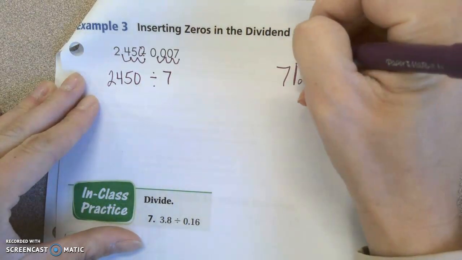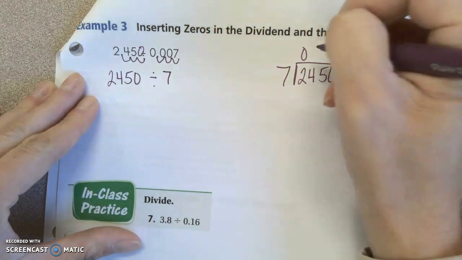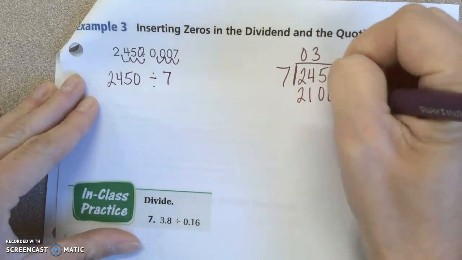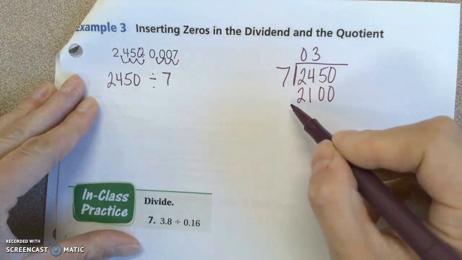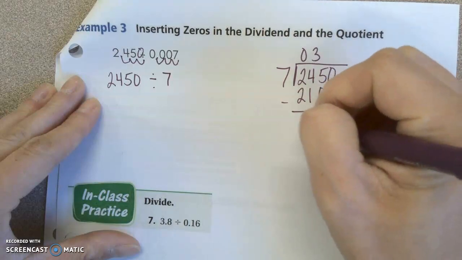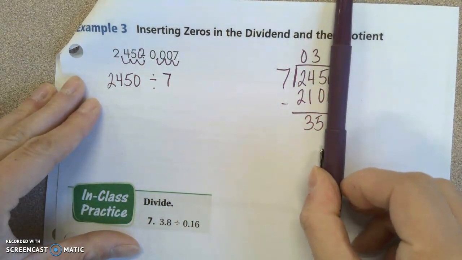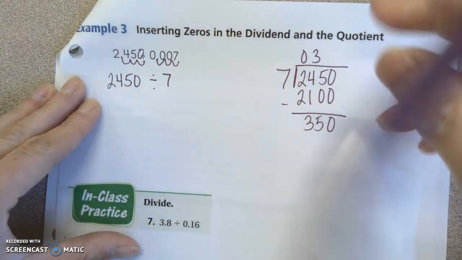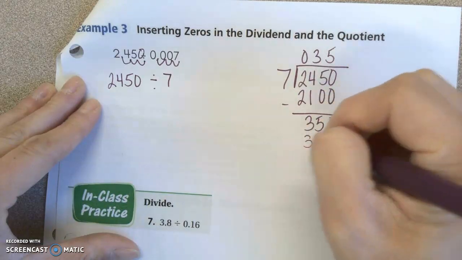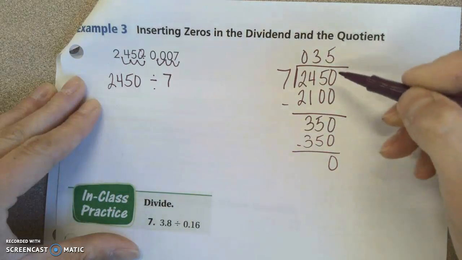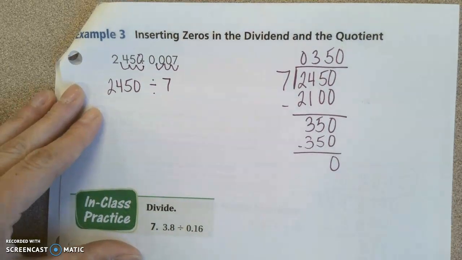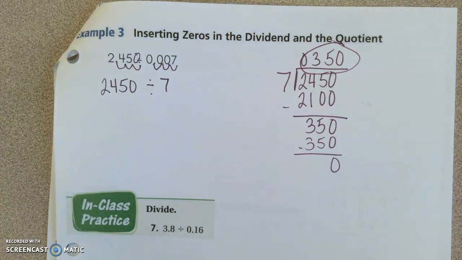Okay, so 7 goes into 2 0 times. 7 goes into 24 3 times. 7 times 3, 21. Add my zeros, or think 7 times 300 is 2100. Then subtract. Okay, now if I look at the next place value, I'm looking at 35. 7 goes into 35 5 times. 7 times 5 is 35. We're now left with 0, but I still have one place value left. So I'm going to say 7 goes into 0 0 times. So our quotient is 350.